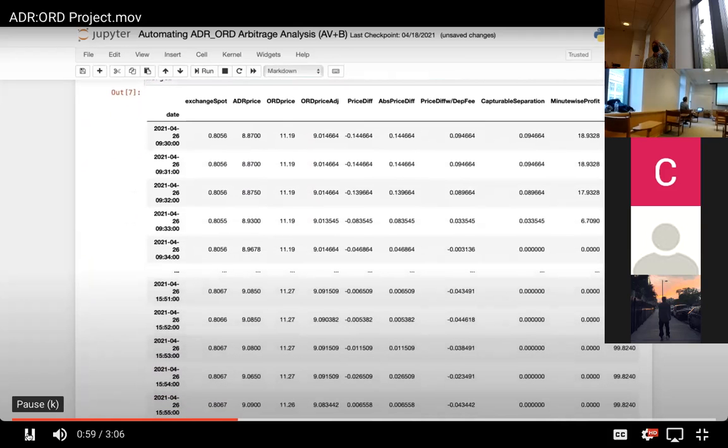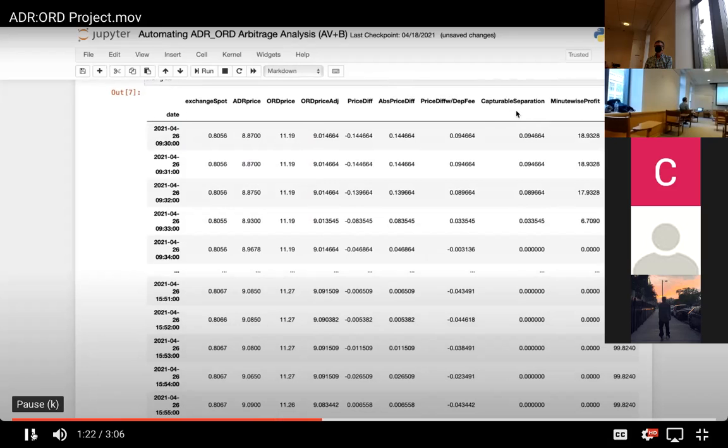So this table contains most of our statistical analysis that we need. We just need to convert it into graphical analysis and visualize it, but it has, as you can see, the adjusted ORD price. So that's the ORD price in US dollars. The nominal price differential or difference, the absolute price difference corrected by the depository fee. And then the capturable separation, which is all non-zero values of the price difference adjusted for the depository fee.